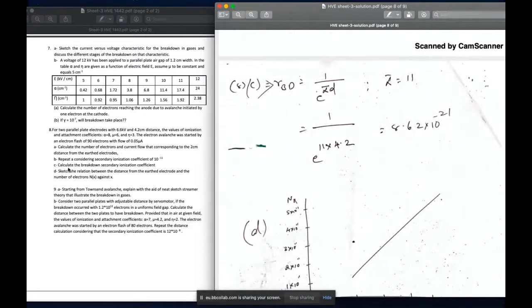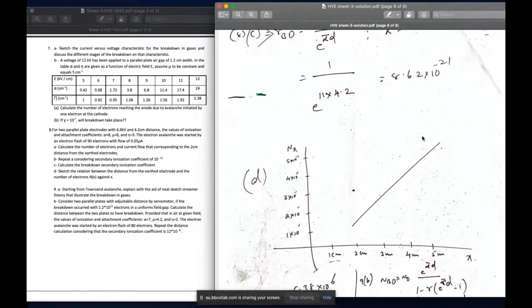Now, the third one, calculate the breakdown secondary ionization coefficient, gamma BD. Gamma BD will be 1 by e power alpha bar d. Alpha bar we can calculate as 11. If we substitute here, we will get gamma BD equal to 8.60 into 10 power minus 20.